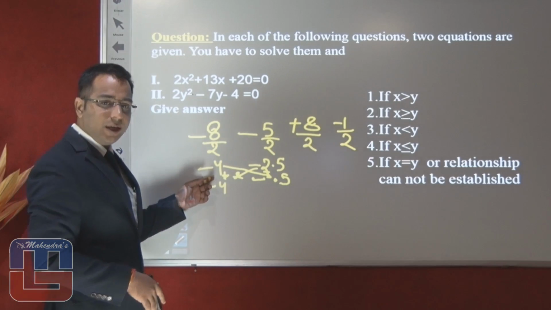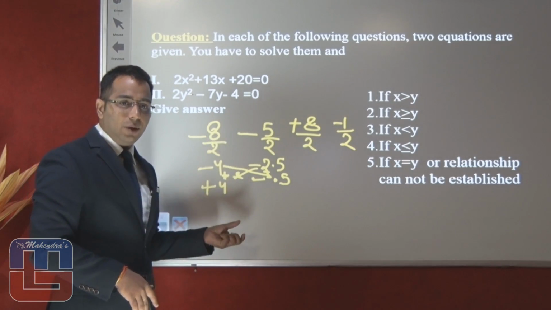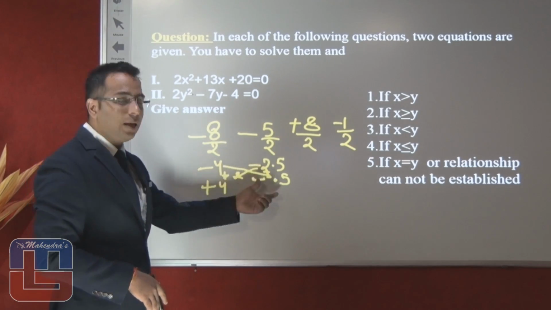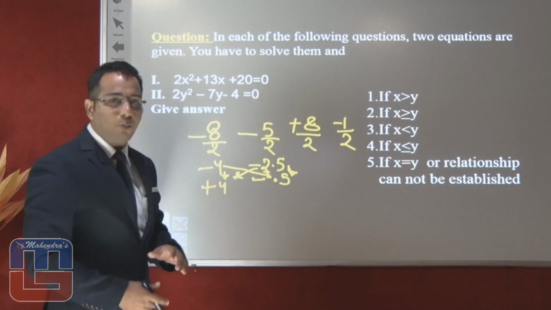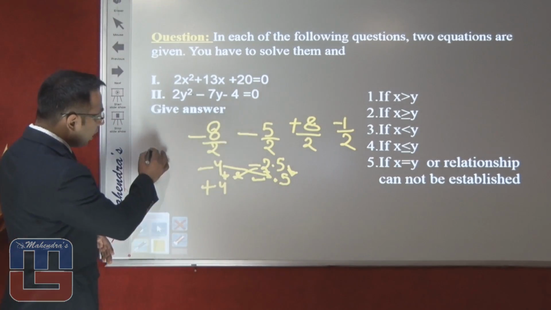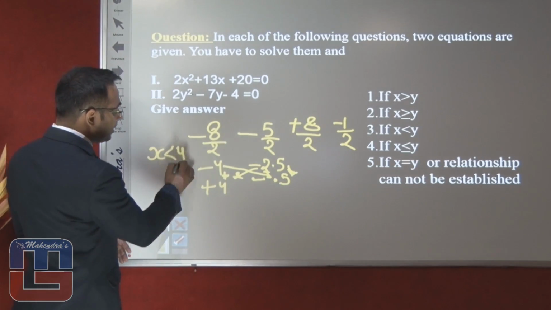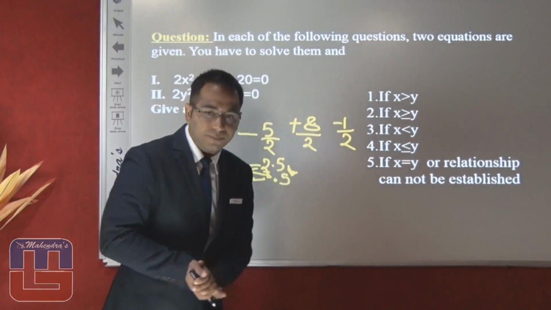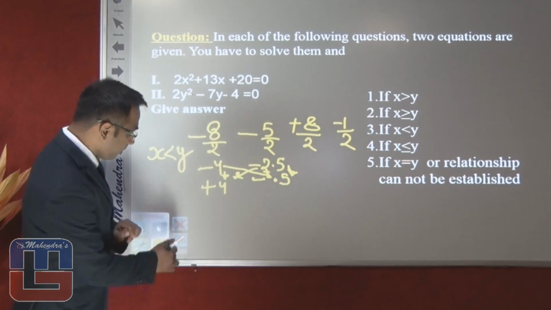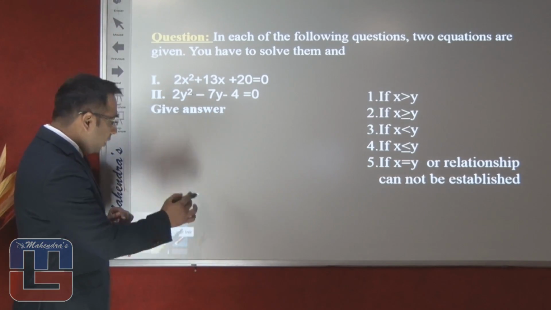When we compare, for a negative value, if the magnitude is greater, then the value is smaller. So minus 4 is less than minus 0.5. Similarly, minus 2.5 is less than plus 4. So we know the answer will be x is less than y. Option number. Fine.